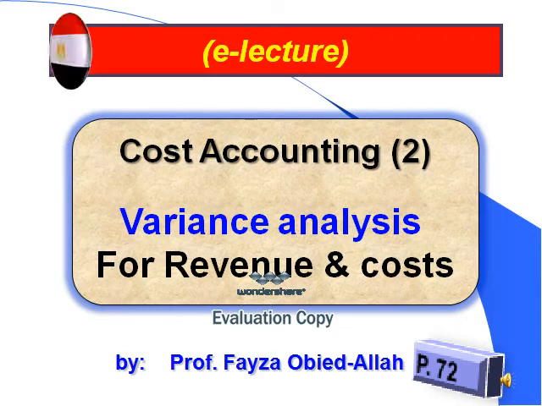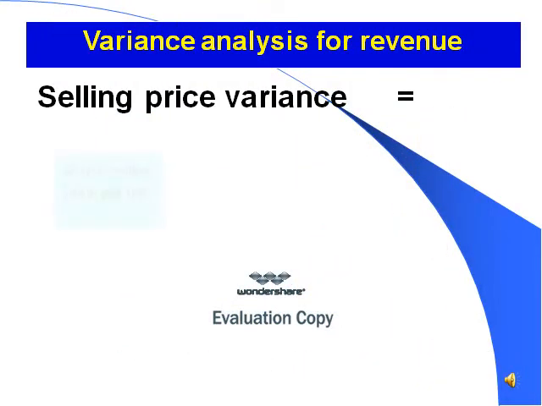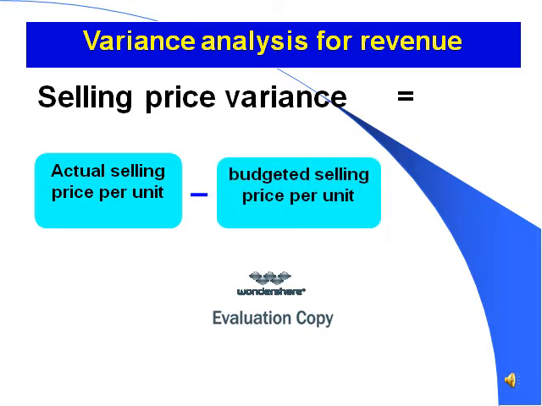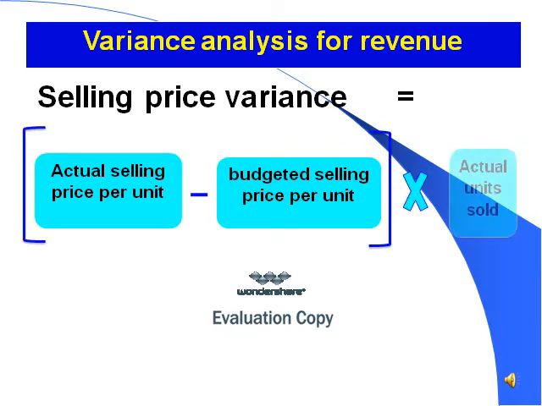This lecture is about variance analysis for revenue and costs. You can make variance analysis for revenue using selling price variance. Selling price variance equals actual selling price per unit minus budgeted selling price per unit, times actual units sold.